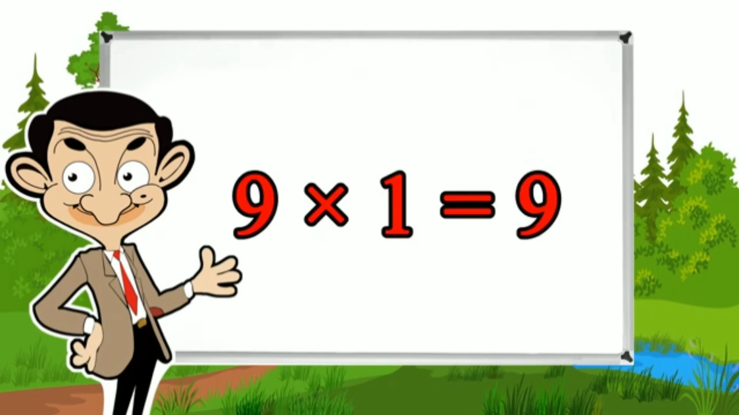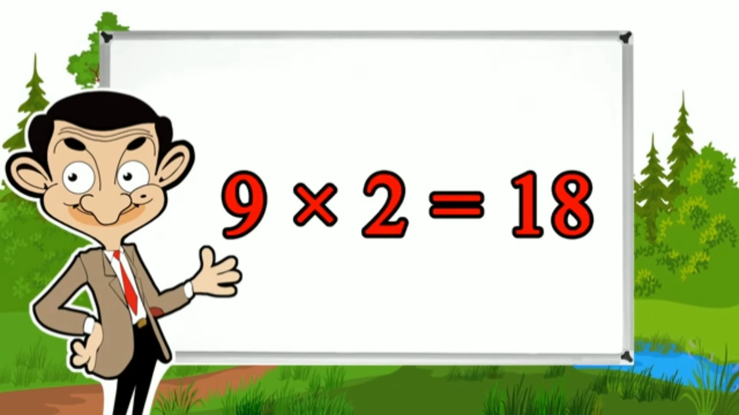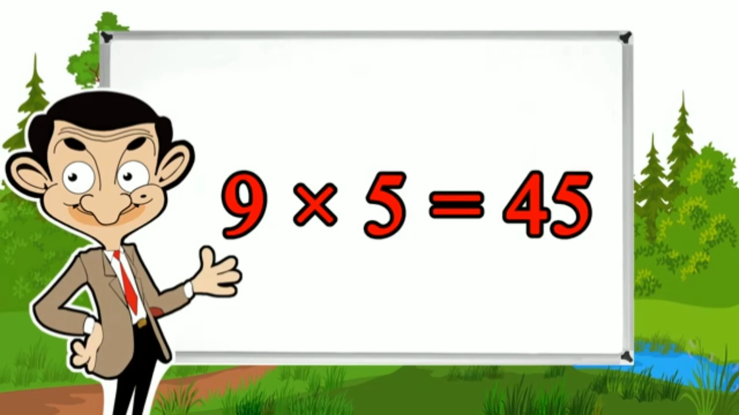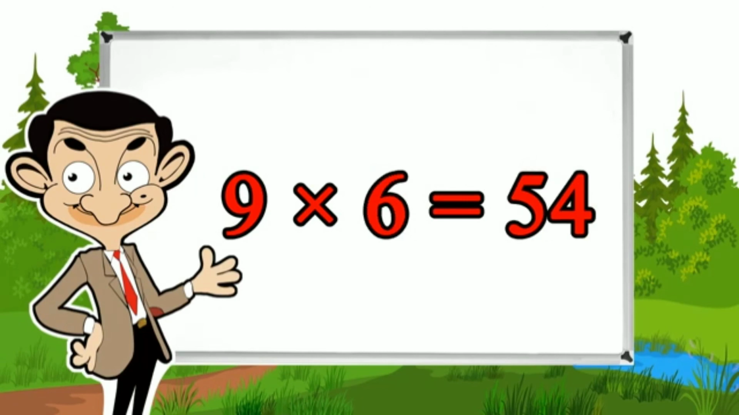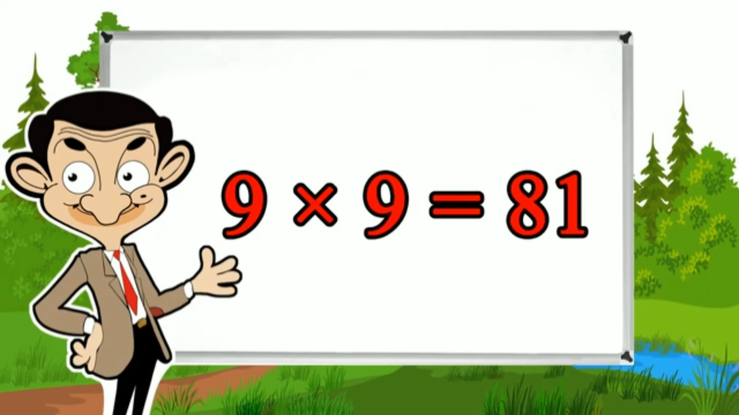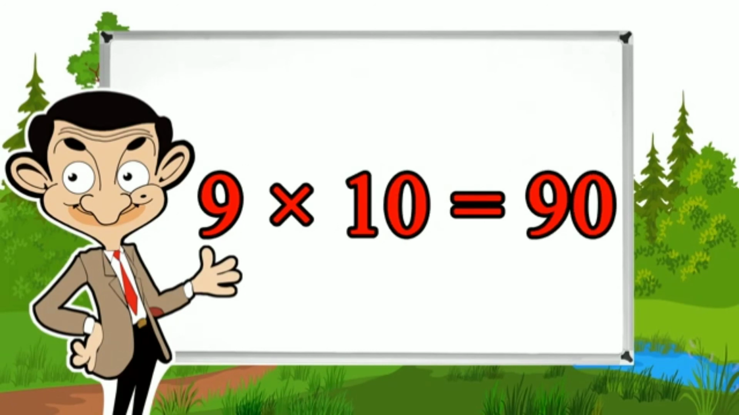9 ones are 9, 9 twos 18, 9 threes are 27, 9 fours are 36, 9 fives are 45, 9 sixes are 54, 9 sevens are 63, 9 eights are 72, 9 nines are 81, 9 tens are 90.